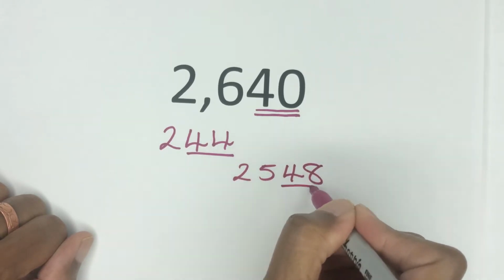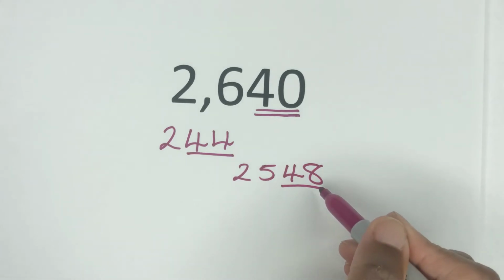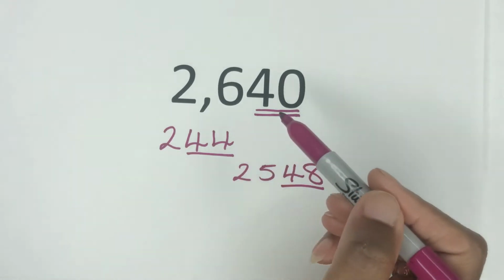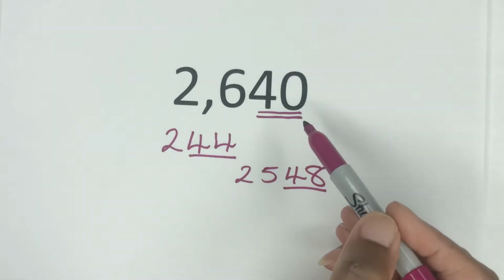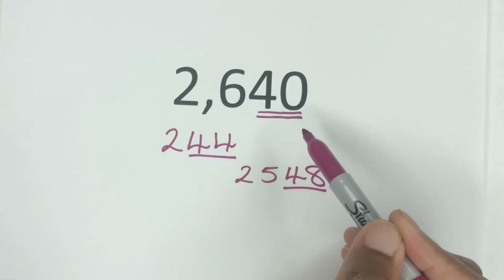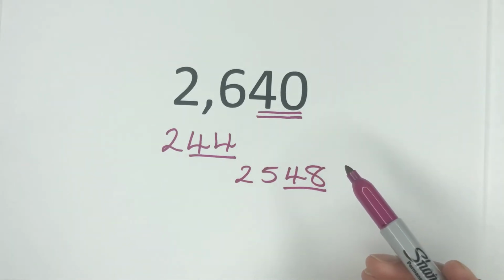2,548, right? 48 is divisible by 4 because 4 can go into 48, 4 can go into 44, 4 can go into 40. So any number where the last 2 digits are a multiple of 4, it is divisible by 4.